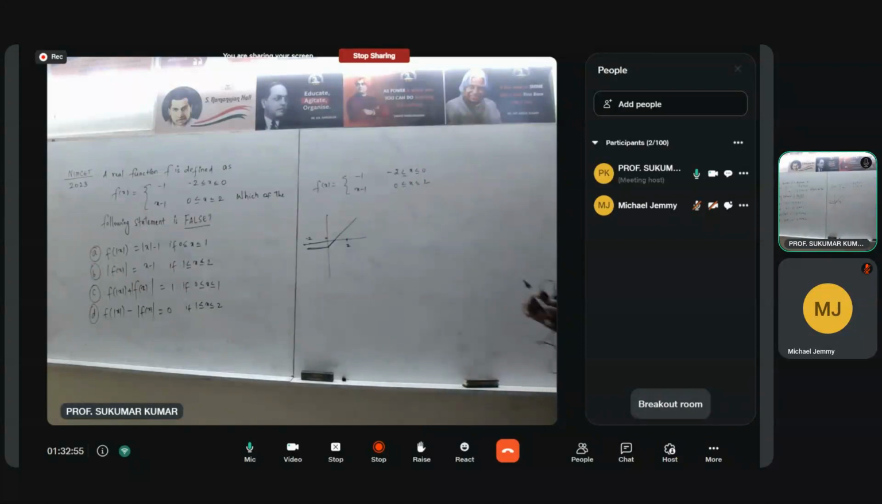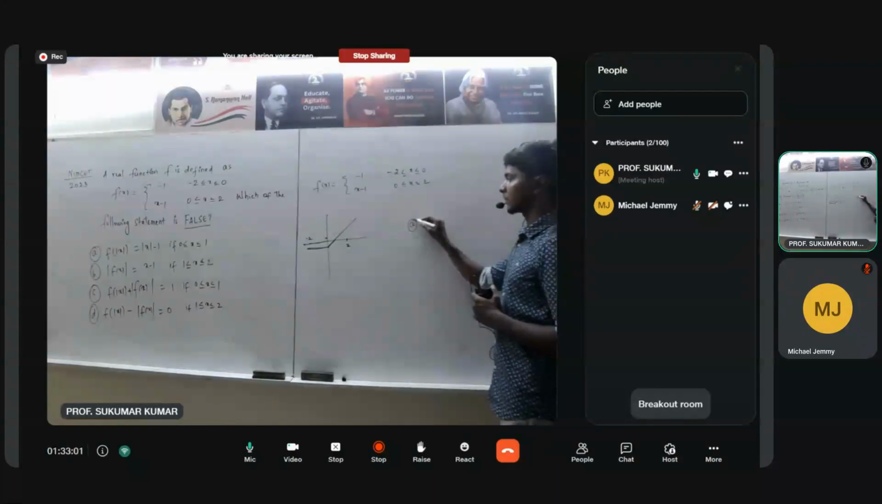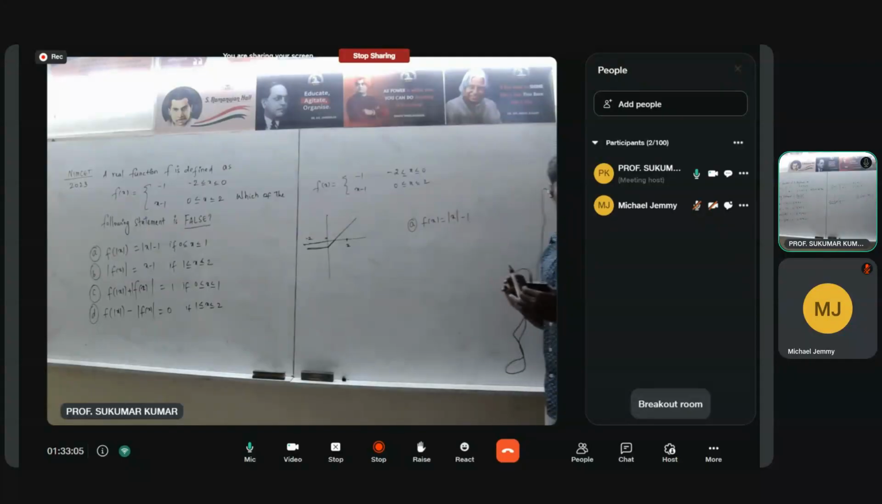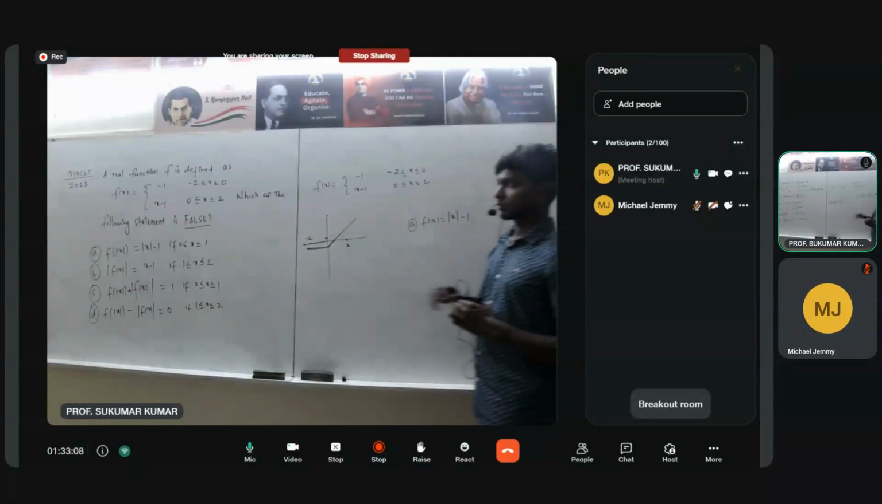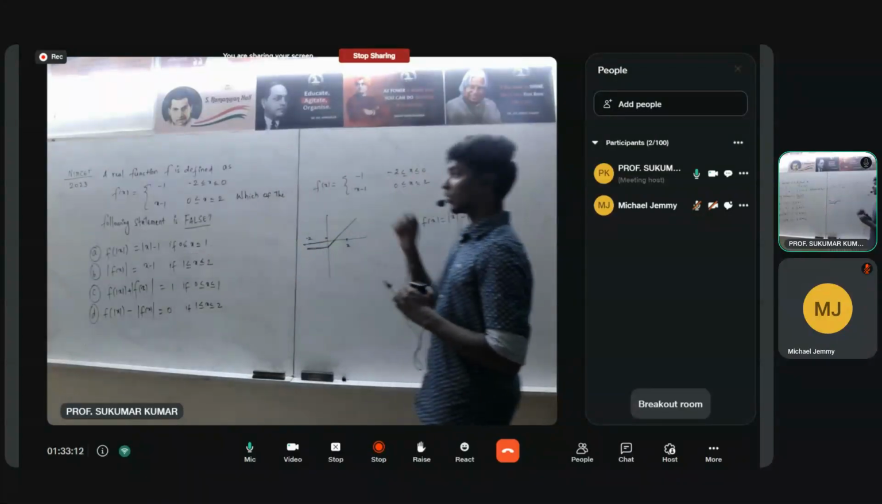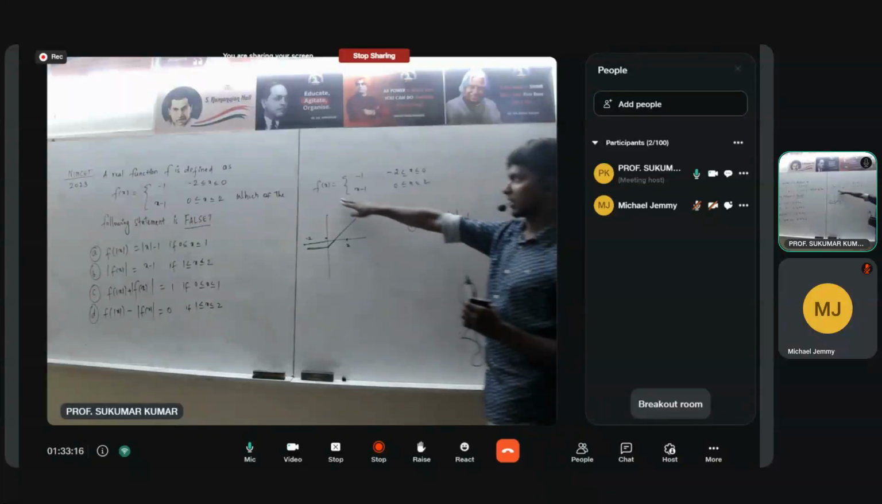Okay. Listen carefully. Which of the following statements is false? They've given option A, f of x is equal to mod x minus 1. If your value is between 0 and something, what is actually defined in your question?